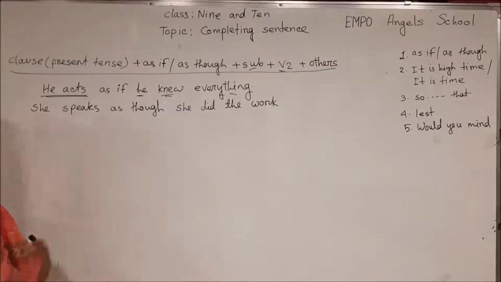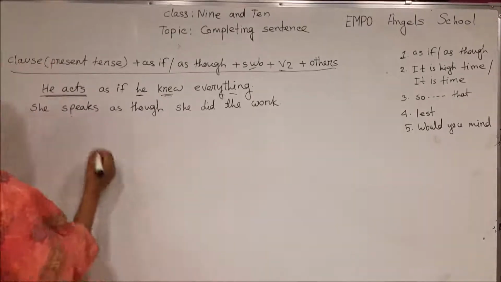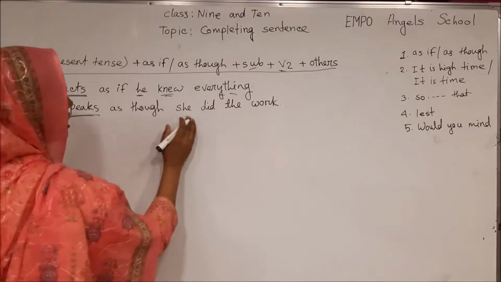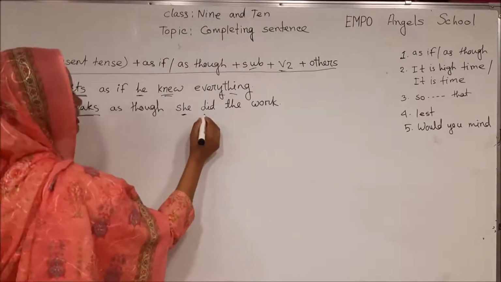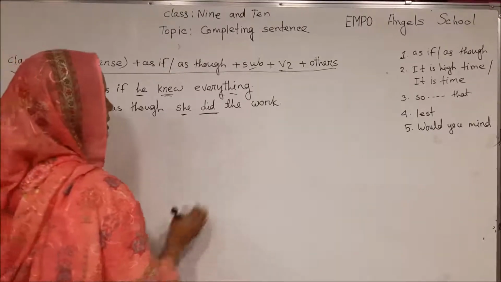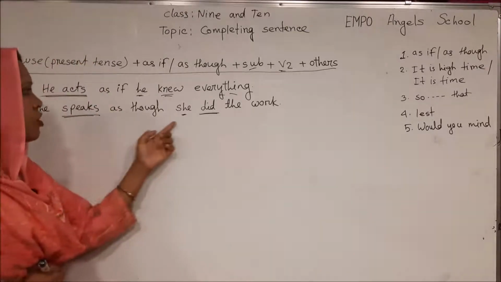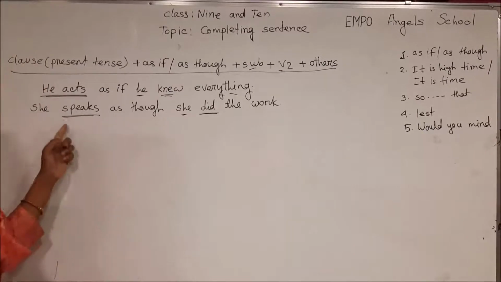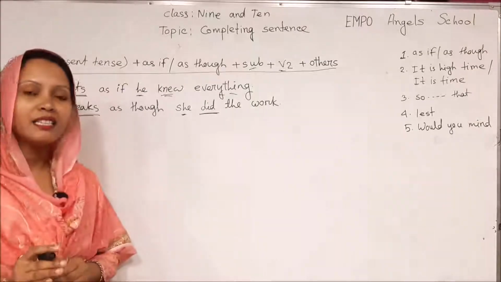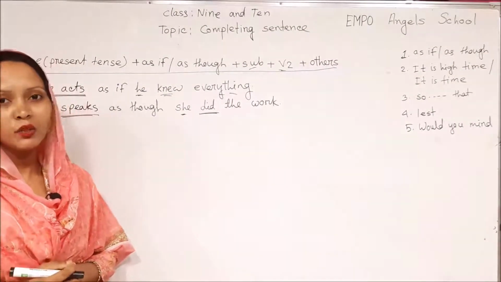In the second sentence, she speaks as though she did the work. Here you can see speaks is in present form, and after as though, I have taken a subject she, then I have chosen verb 2, did the work. Here her expression is that she does the work, but the real thing, she may not do the work.